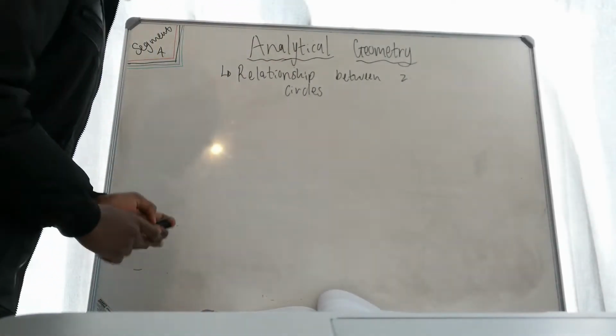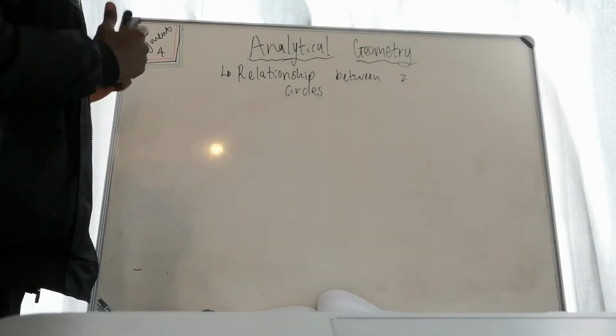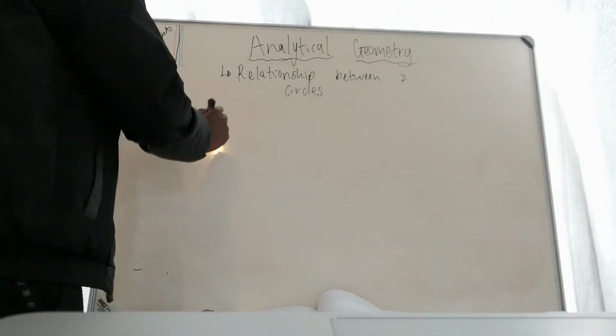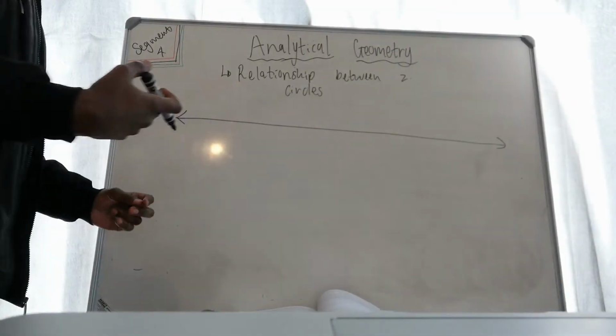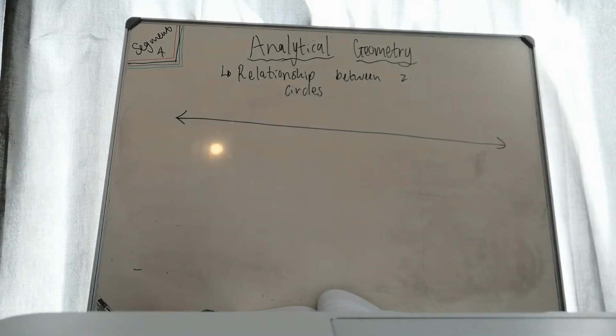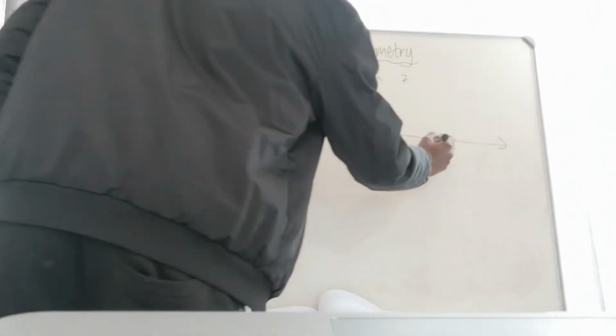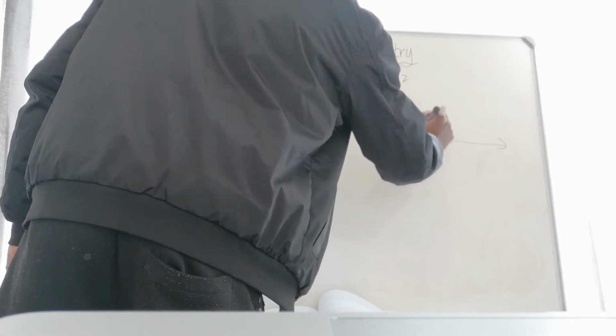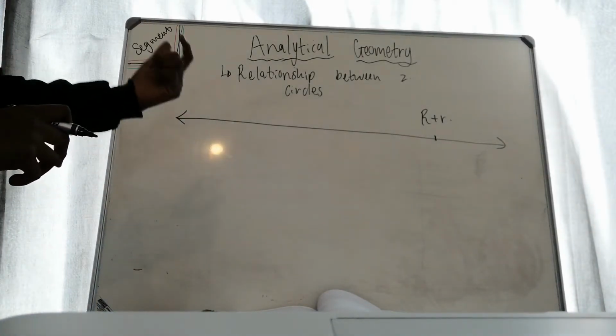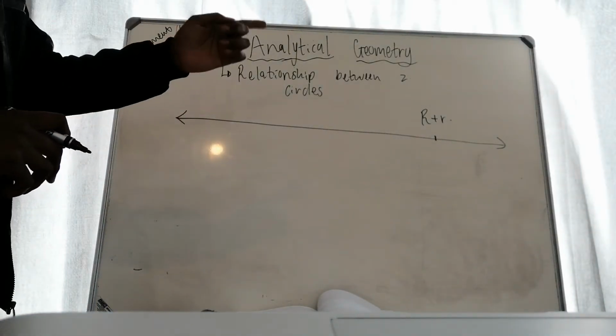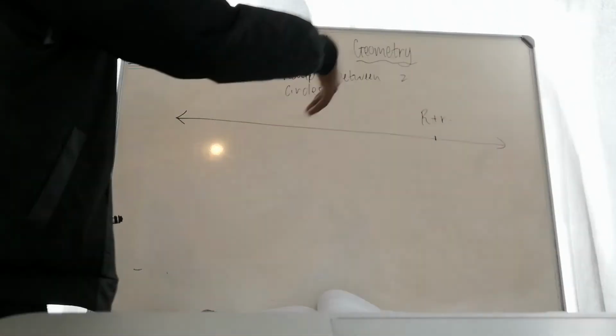So there's a couple of things that we need to do. First of all, let me draw you a spectrum of how these circles could have a relationship with each other. On the far end here, at that point, I'll call it R plus r. And what does that R plus r mean? I'll speak about it later on. So on the far end of the spectrum, I have these two types of circles: the big one there, and a small one right close to it.